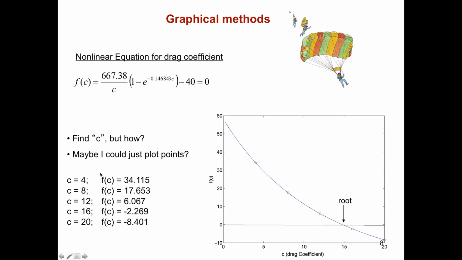Okay. So graphical method I already mentioned. So here is one of those examples that we had that was nonlinear, so I don't know the solution. I don't know C for which this equation here is equal to 0. But maybe I could just plot the points. So let's do that, okay? And this is your partial review for the exam as well. So let's plot this function on 0 to 20.